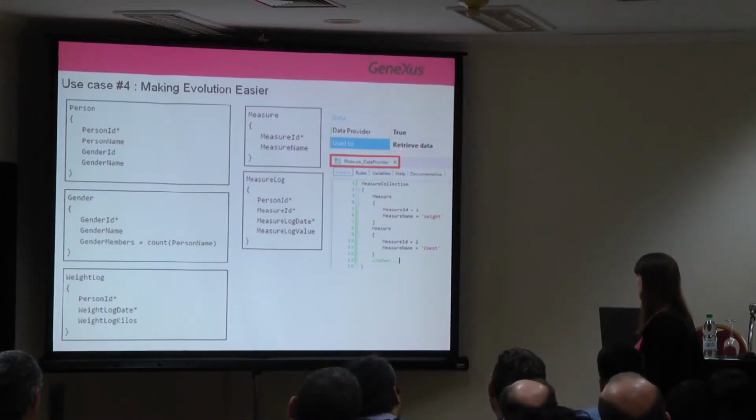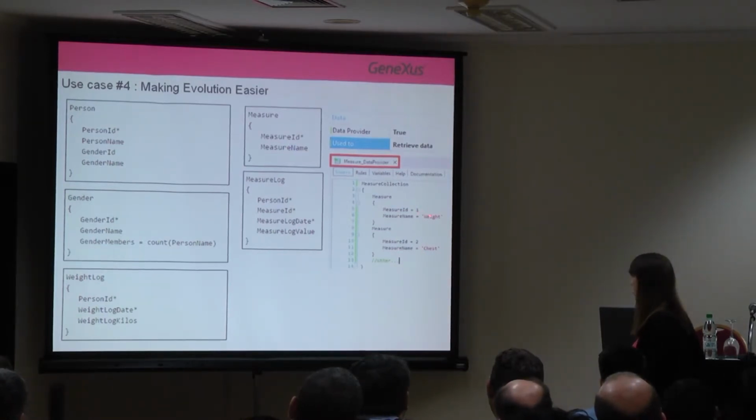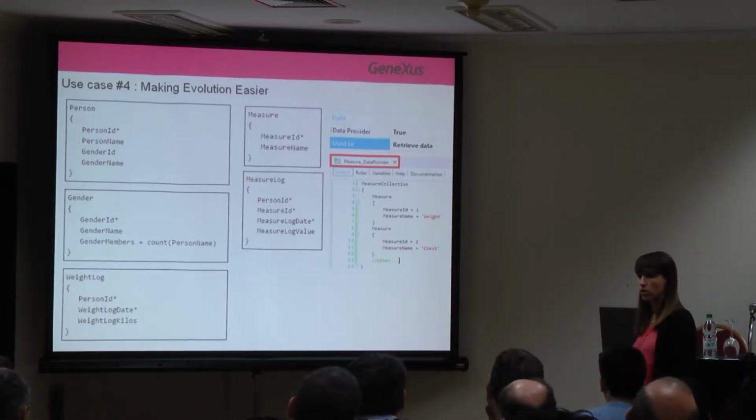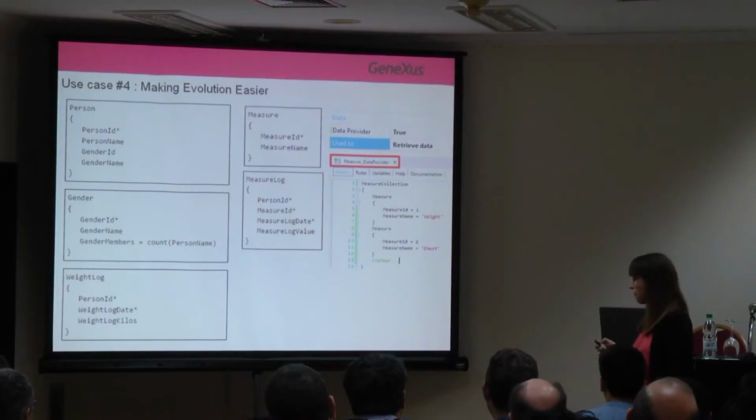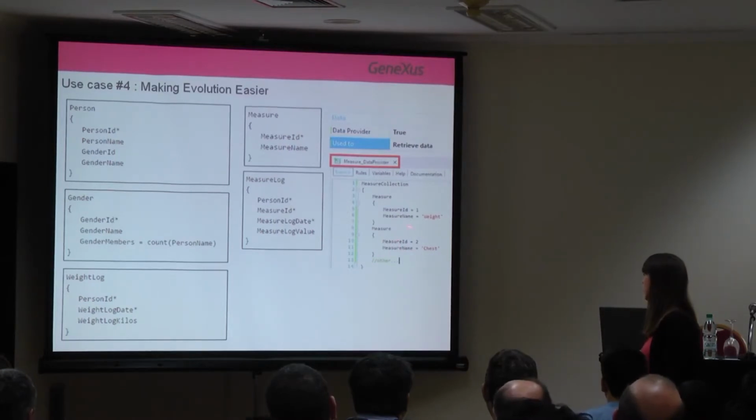Otherwise, here I see an example of use, which is a dynamic transaction, and I am not recovering attributes. These are fixed values that I want to have, as you see, so that I know that one is weight, two is the measure, the chest measure, etc. So this is the way of populating them and the values.